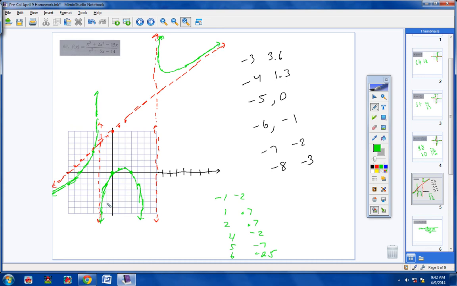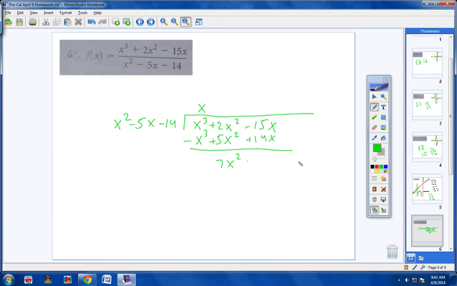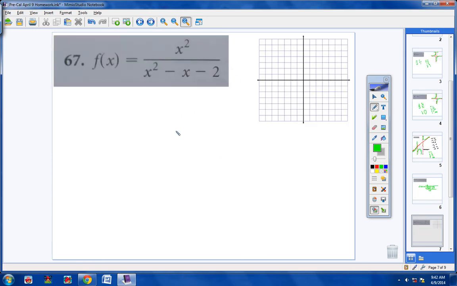Okay, so there we go. This was a pretty good one, a very challenging one, so it was good for you guys. Okay, number 67, and we'll be finished with the graphing. So one more.